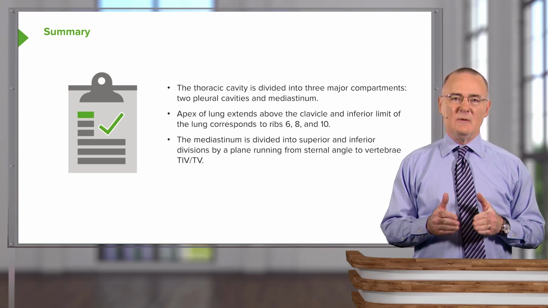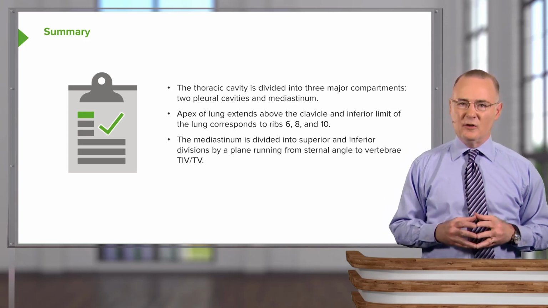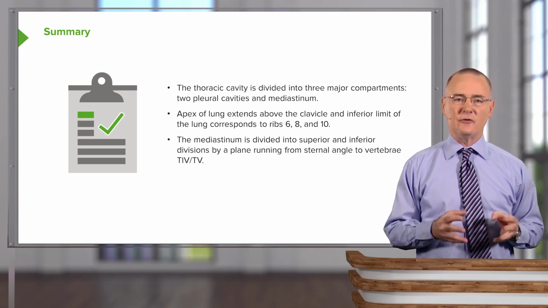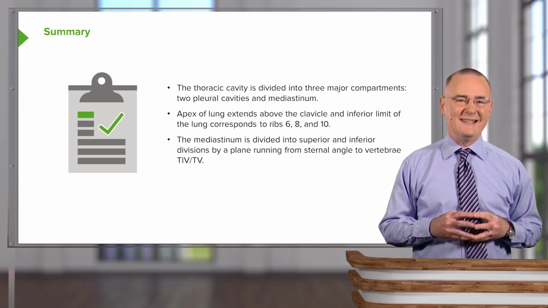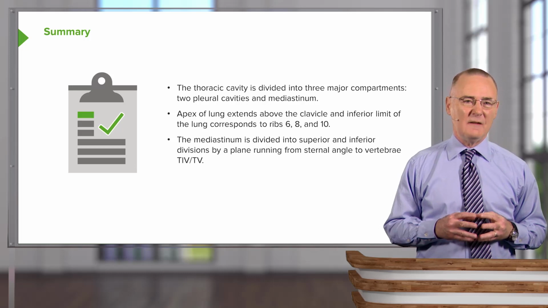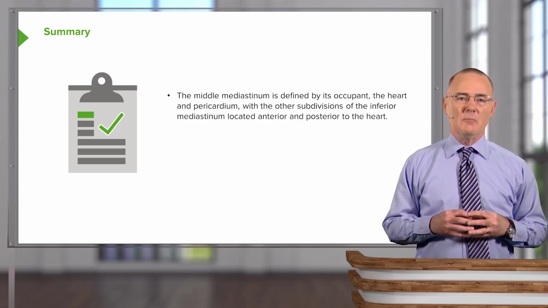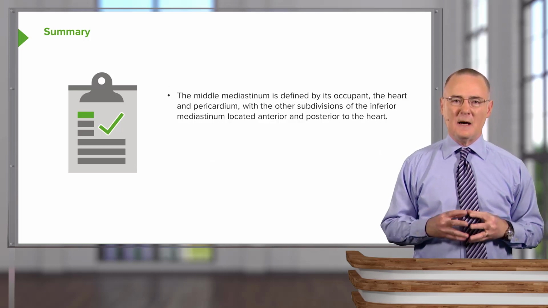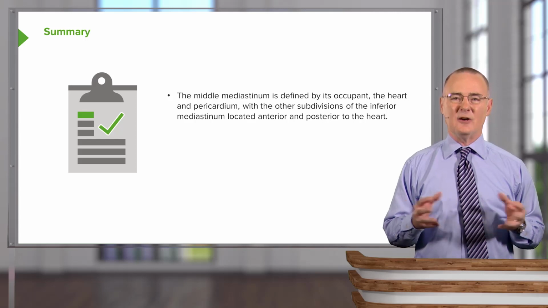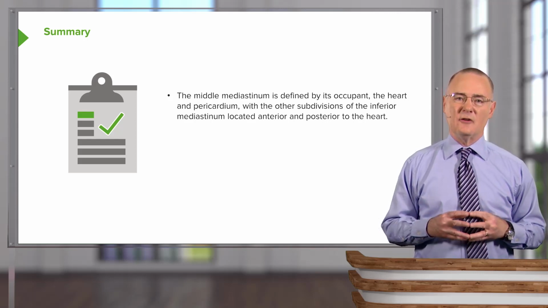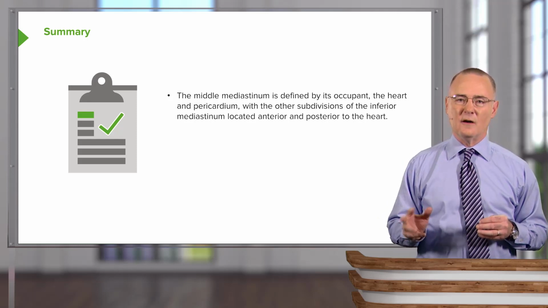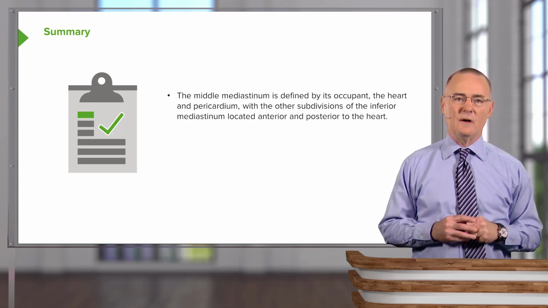The mediastinum is divided into superior and inferior divisions by a plane that runs from the sternal angle to an area that is located between T4 and T5. The middle mediastinum is best defined by its major occupant, the heart and pericardium, with the other subdivisions of the inferior mediastinum located anterior to the heart and then posterior to the heart.